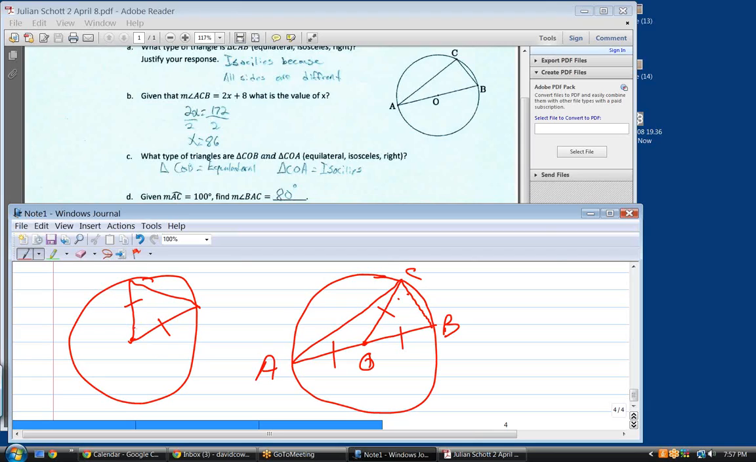Now, if this is 60 degrees, then it's also equilateral, but only if it's 60 degrees. Remember, equilateral means 3 equal sides, 3 equal angles, so they all have to be 60 degrees. That's the only time it would be equilateral, and they don't give us any information here to let us know that that might be 60 degrees. So isosceles is all we can say for both COB and COA. Okay.